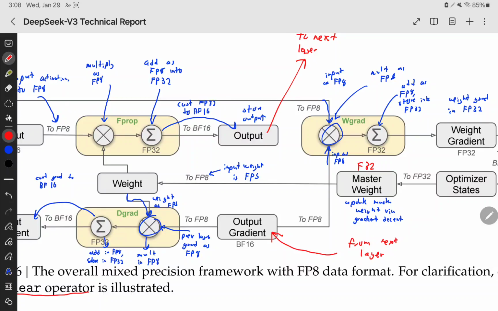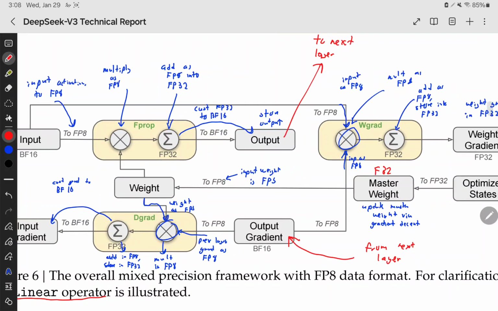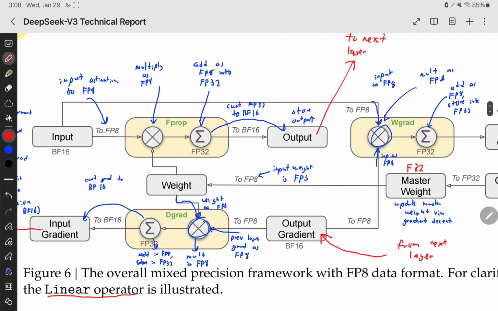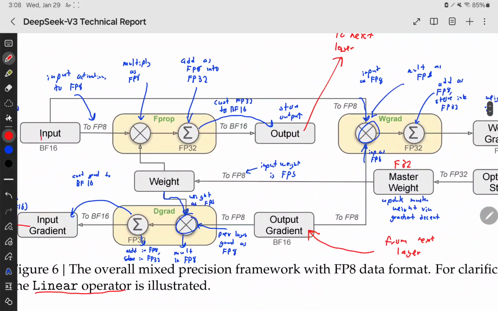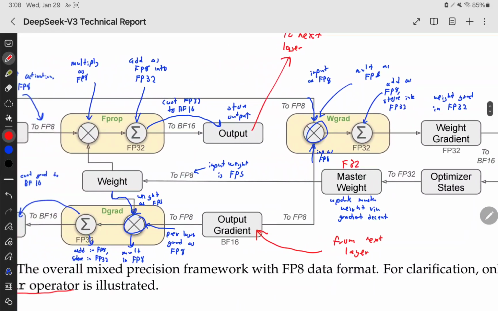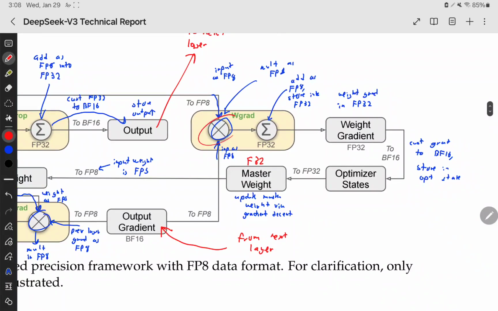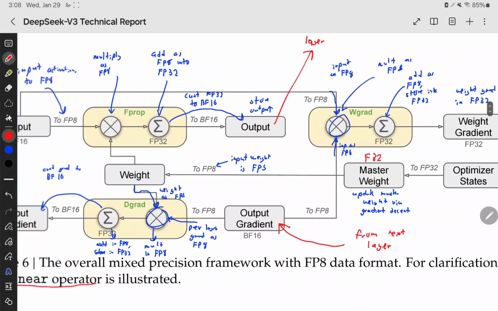Once you're receiving a gradient from the previous layer, you do something very similar. So let's compute the two gradients. We have dgrad and wgrad that we need to compute. Wgrad is the weight gradient, dgrad is the input gradient. So let's compute the weight gradient. For the weight gradient, we need our input and our gradient. We cast those two to floating point 8, for both again. You then do your scalar multiplications, and you do your sum. So it's the exact same thing.